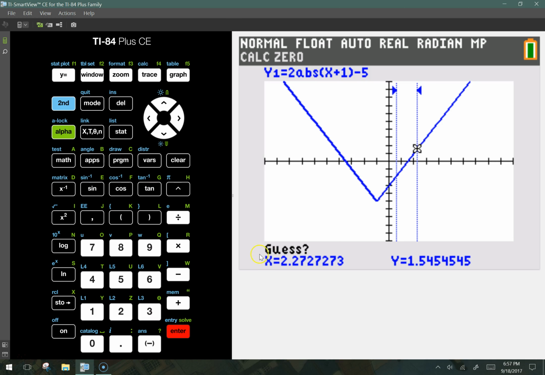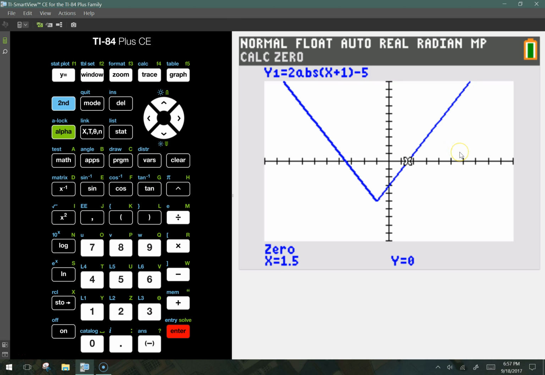And then after I hit enter, it's going to ask me to guess, so I'm going to move the cursor back down to where the x-intercept approximately is and hit enter one more time, and it's going to tell me that my 0, or my x-intercept, is at x is equal to 1.5.